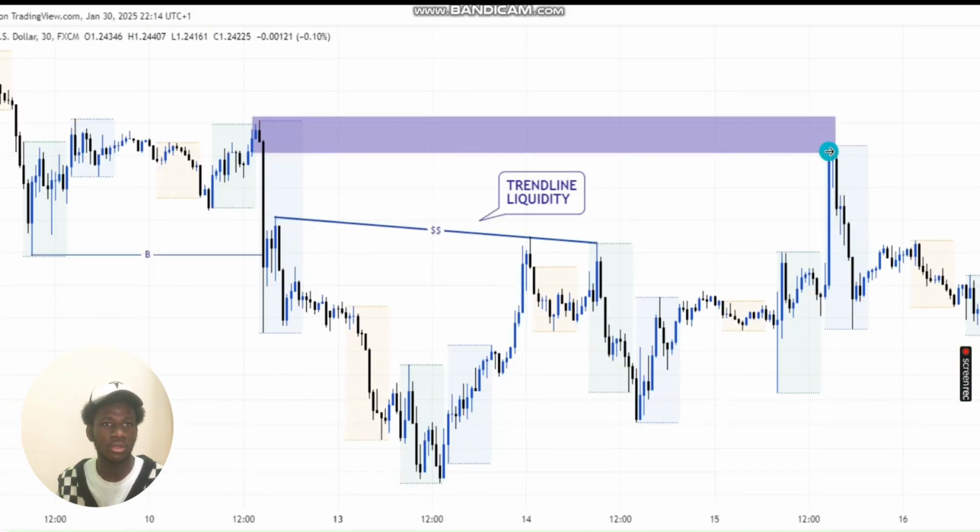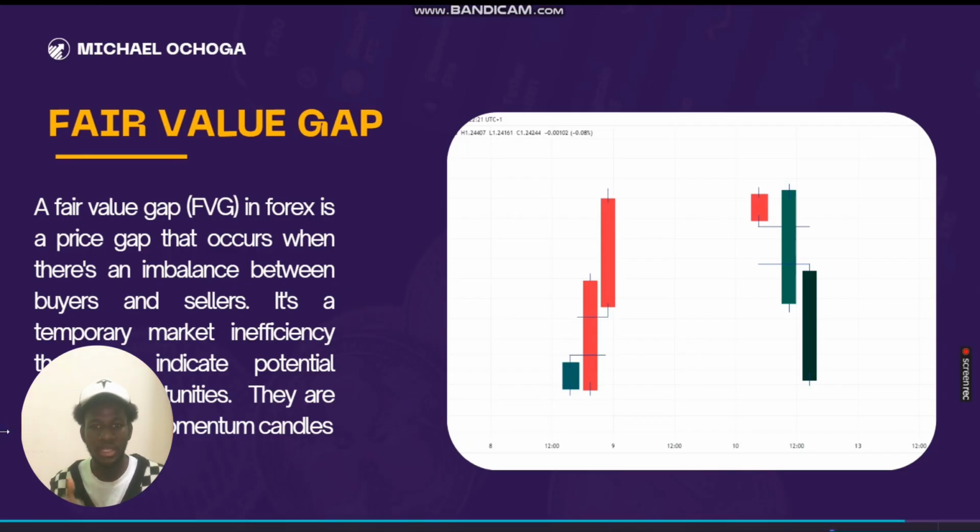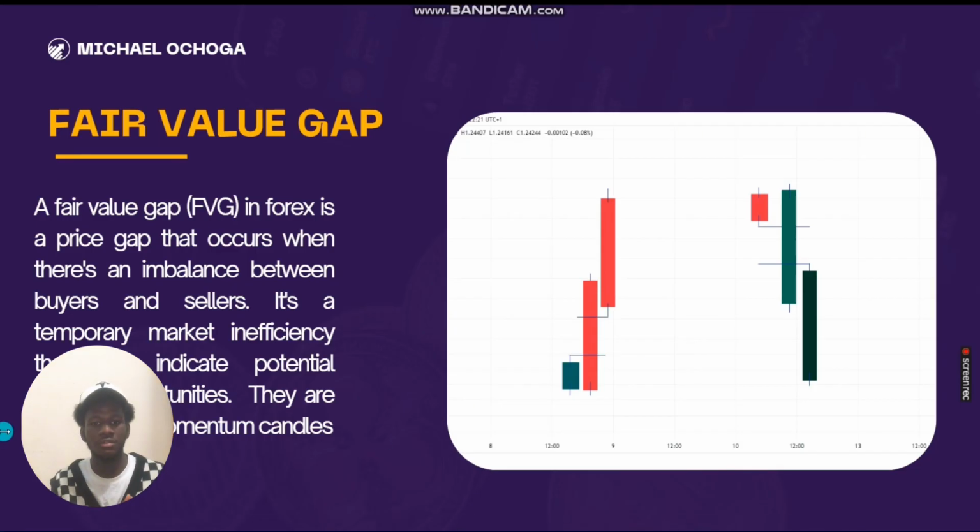So one touch, second touch, third touch, they sold off and they got manipulated. And this is how trendline liquidity and liquidity in general works. So it's all about the stop losses of retail traders at the top or at the bottom of seeing two highs or two lows, or trendline highs and trendline lows. So the next we have here is called a fair value gap imbalance, or FVG for short.